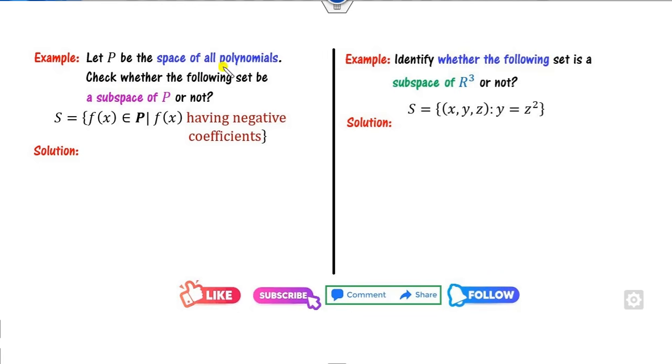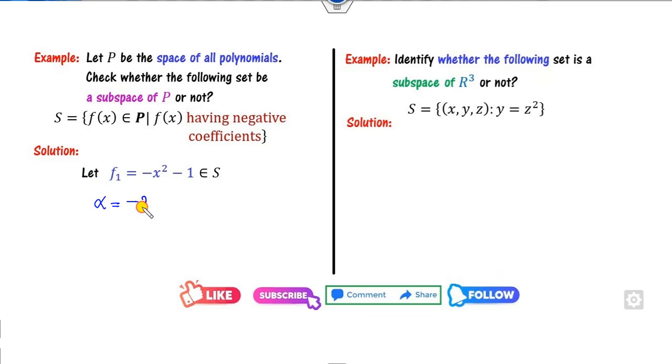Let P be the polynomial having negative coefficients. You can choose any polynomial, the degree is not mentioned, but the coefficients are negative, like minus x square minus 1. All the coefficients are negative. Fine. Now if I choose any alpha, can you choose the alpha?